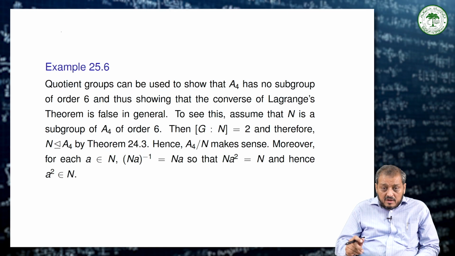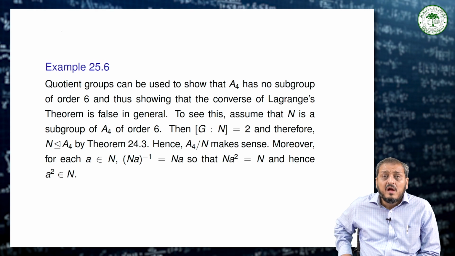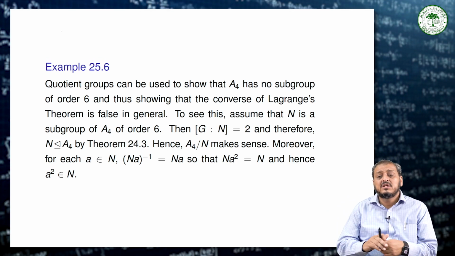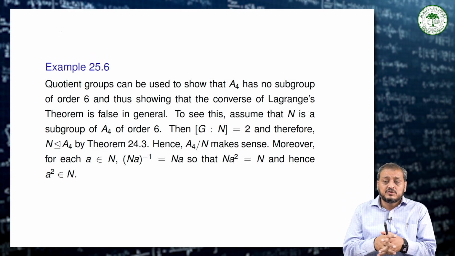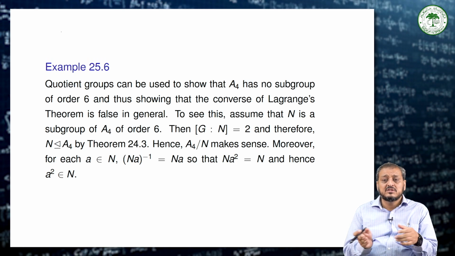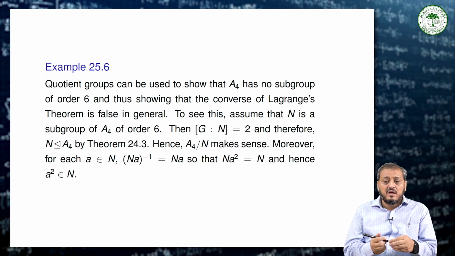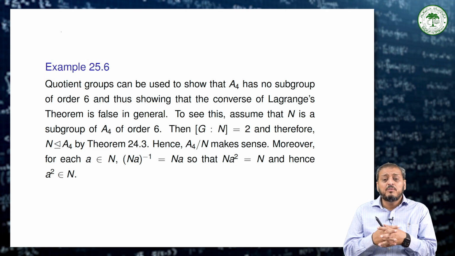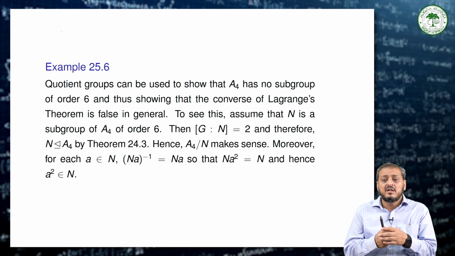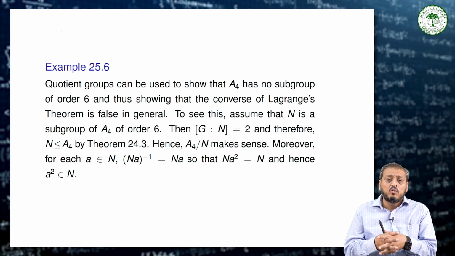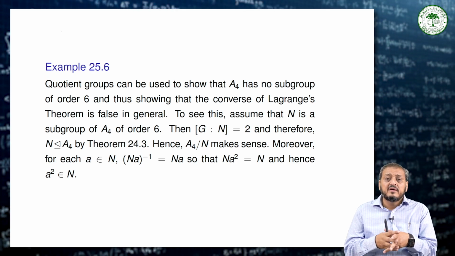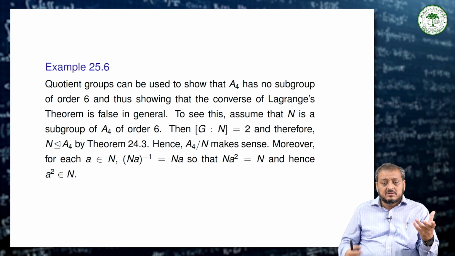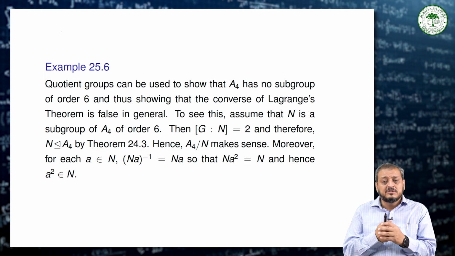Okay, so now we have to discuss the converse of Lagrange's theorem, and show that there does not exist any subgroup of order 6 in A4. The quotient group can be used to show that A4 has no subgroup of order 6, and then the converse of Lagrange's theorem is false in general.